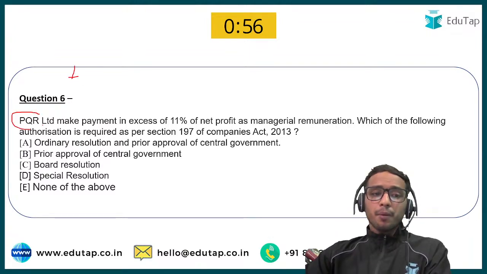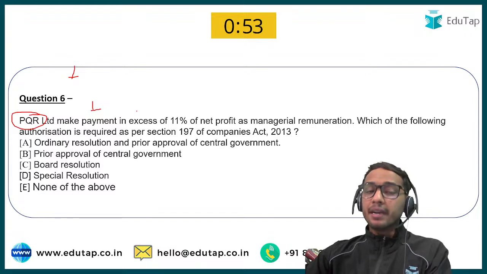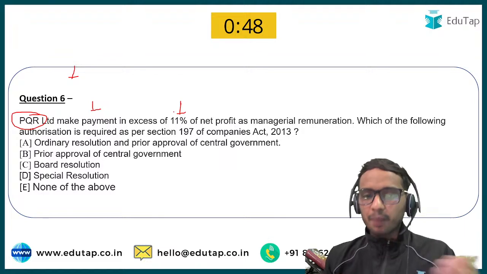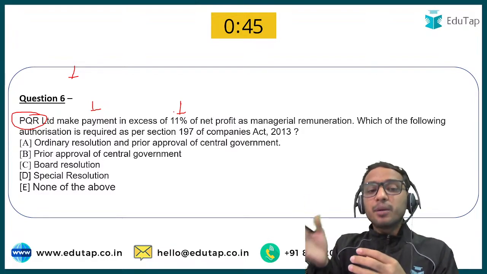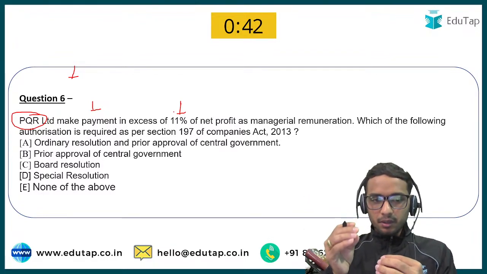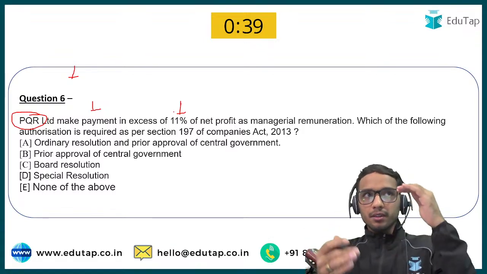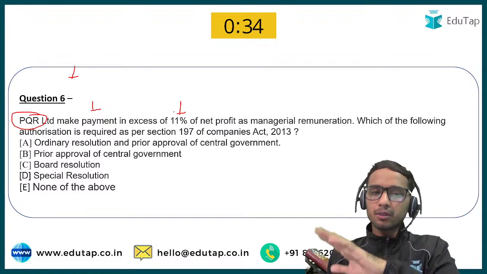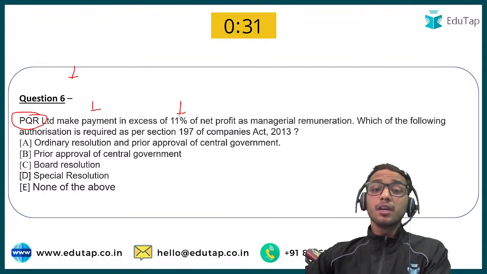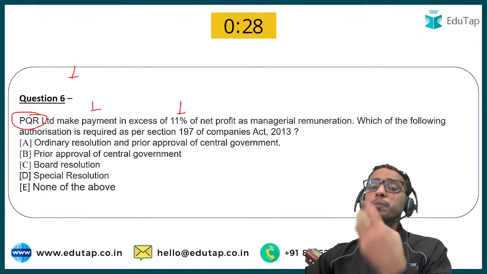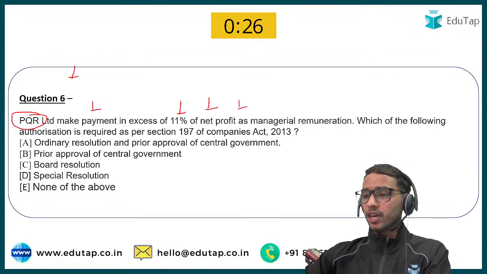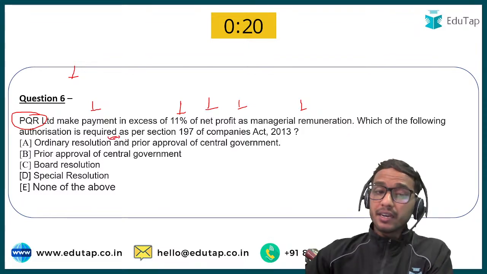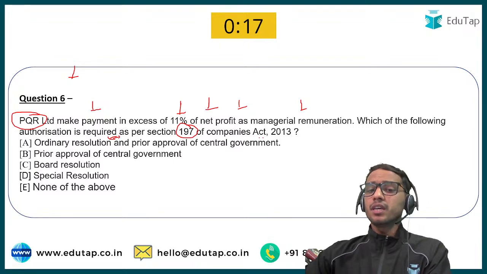It says PQR Limited make payment in excess of 11%. So basically what happens in the Companies Act, it is prescribed that out of net profit you should pay the managerial remuneration up to 11% of the net profit. It is written in the Companies Act 2013, as per section 197. But suppose a company makes a payment in excess of 11% of the net profit as managerial remuneration. Which of the following authorization is required as per 197 of the Companies Act 2013?